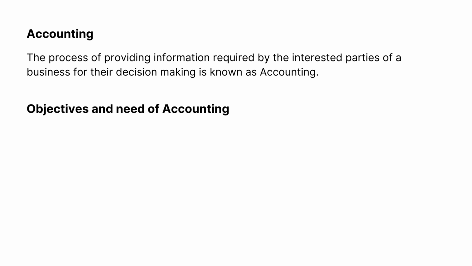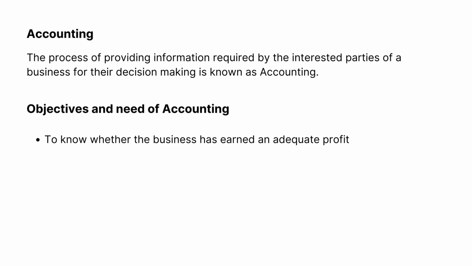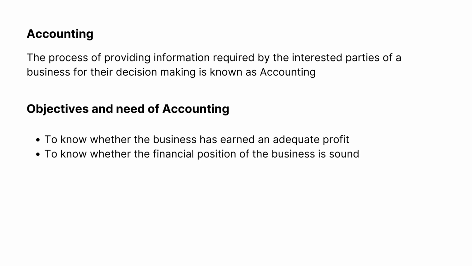First one is, to know whether the business has earned an adequate profit. As you all know students, the main objective of the business is to earn profits. So to know whether they have incurred the expected profits, businesses have to do accounting. To know whether the financial position of the business is sound, that means here through accounting, we can obtain the net worth of the business, and we can know whether the business is stable to continue.